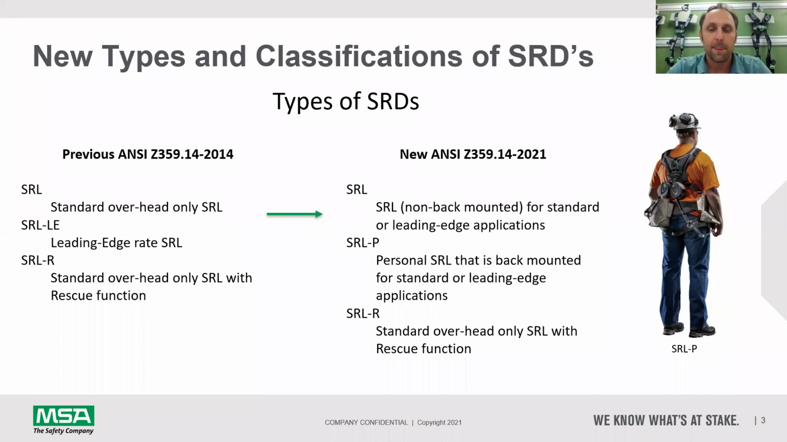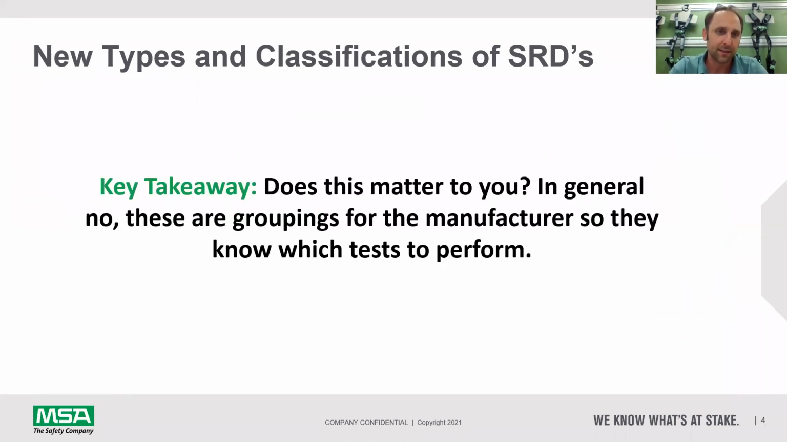So it's really a pointer or a mechanism, I'd say, for the manufacturing community to figure out how to comply with the standard. For an end user or site safety manager, it's probably going to be pretty rare to actually see the type of SRL, at least advertised or prolifically, on the product. And I apologize, we'll get some of these slides out. That's the key takeaway. Does it matter to you in general? Not really. They're groupings for the manufacturer so they know which tests and designs.